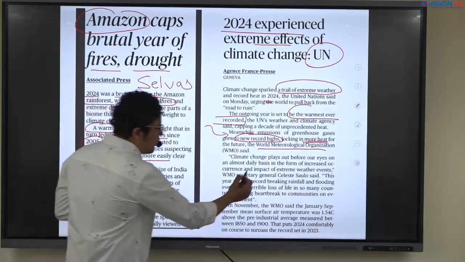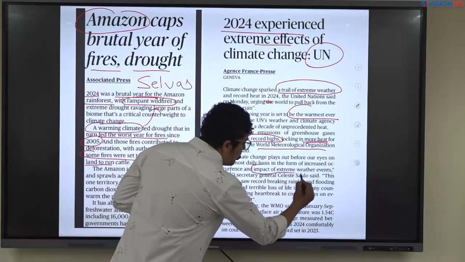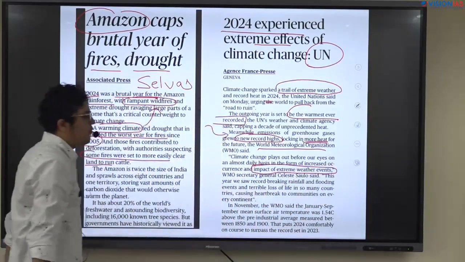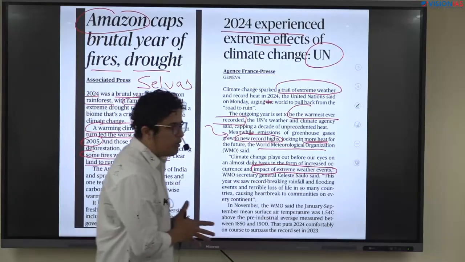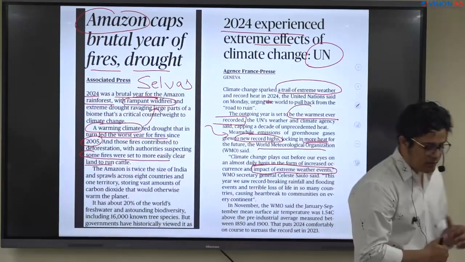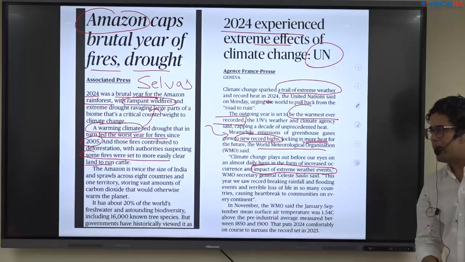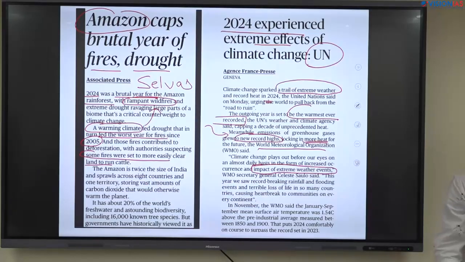And in future, you will see there would be extreme weather events. They will keep on increasing. More cyclones, more floods, more droughts, unpredictable weather. So all these headlines that you see here are telling you that climate change is a very big problem, and every year is getting worse as compared to the previous one.